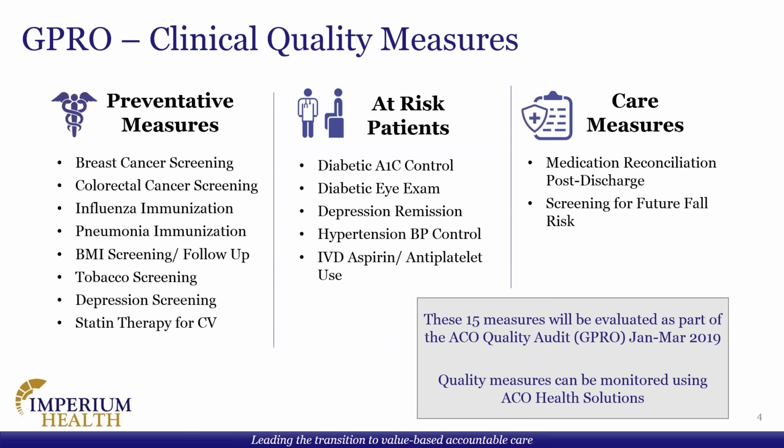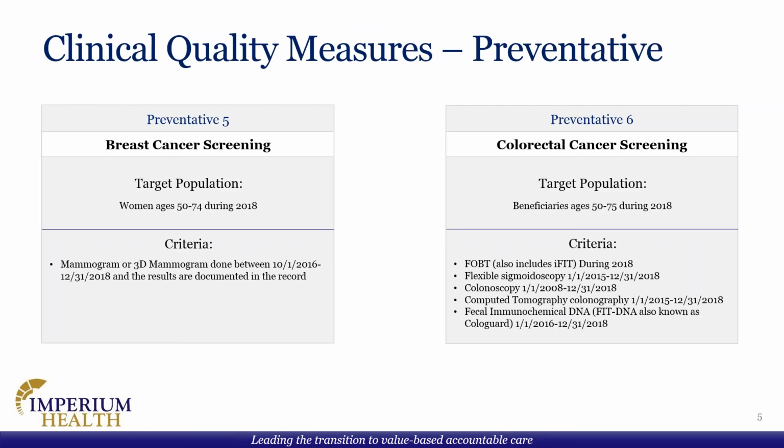Those clinical quality measures are divided into three sections. First are 8 preventative measures, 5 at-risk measures, or measures for patients in at-risk populations, and 2 measures that are considered to be care measures, and I would say these are measures for the patients when they're in their most vulnerable state. These 15 measures are going to be reported in that GPRO process, or that group practice reporting process, from mid-January through mid-March of 2019. And those quality measures are going to be reported using ACO Health Solutions.